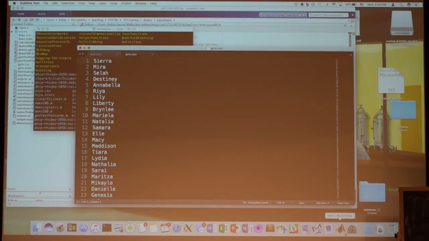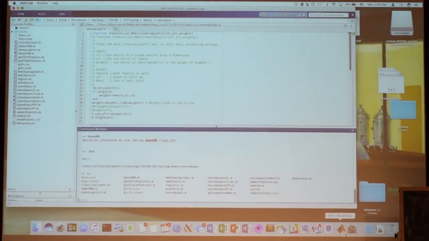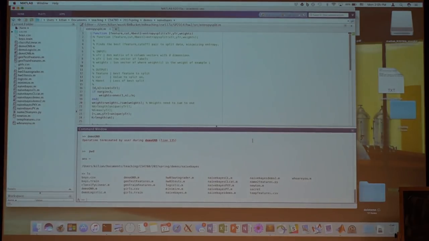What I want you to do in the project is to first extract features out of a name. So think about what could be good features. I give you some as an example. Then train a naive Bayes classifier that just takes a name and then predicts, is it a boy, is it a girl? And so I can now test this.